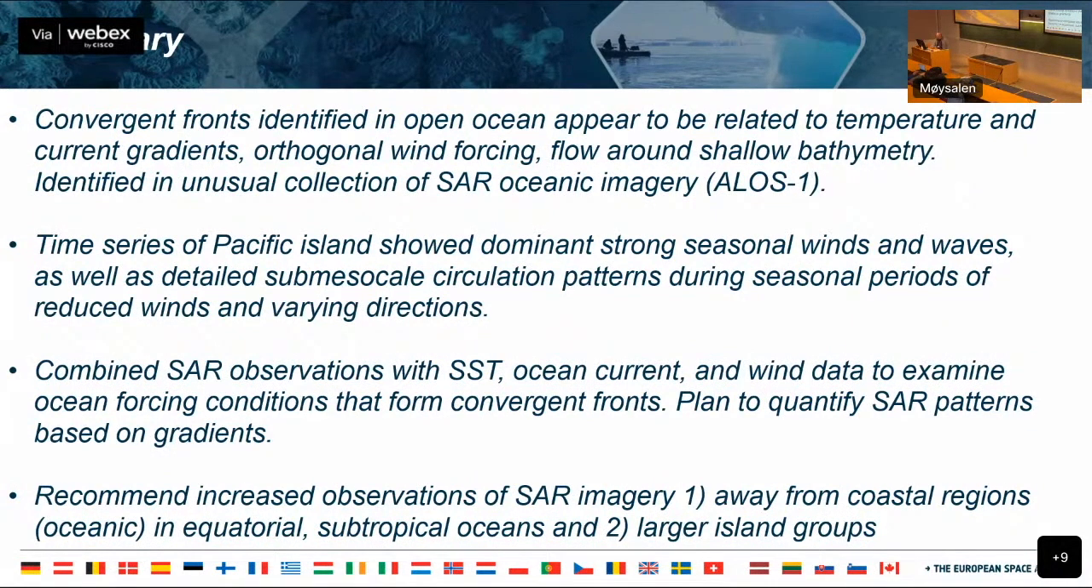Okay, so where we see these bright convergent cells, they seem to be, again, with these opposing wind and current directions. My hope is that we are able to quantify the SAR patterns based on the strength and the counter forcing of the winds and currents, so that the brightness of the convergent front is somehow related to the gradients in the winds and currents, as well as the temperature field.